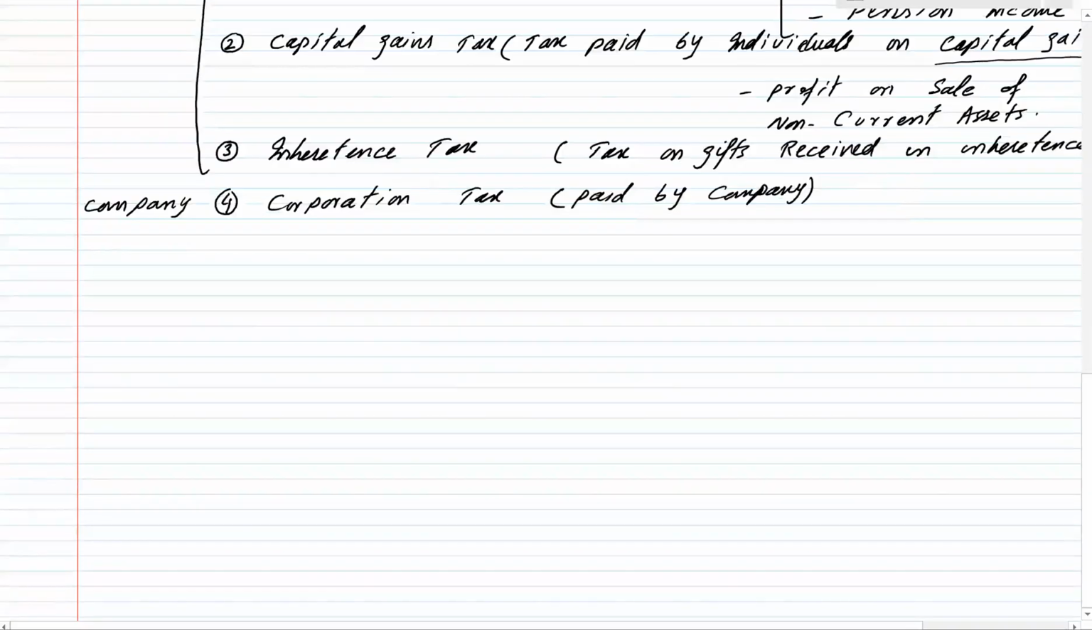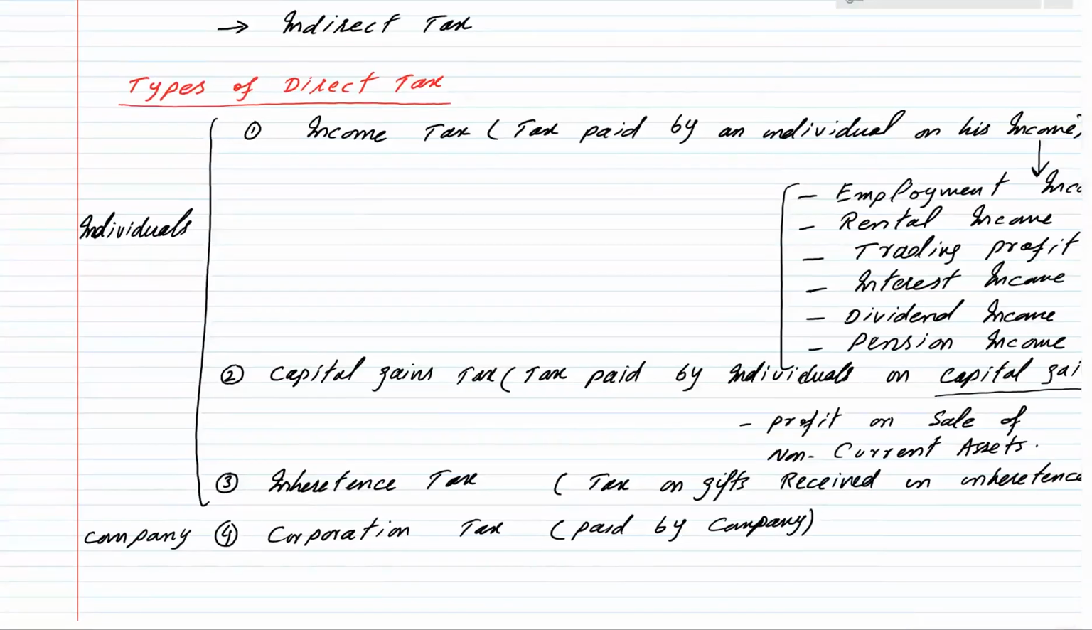So basically, as we have just discussed, what is income tax? Tax paid by an individual on his income is called income tax. And the tax paid by an individual on his capital gain is called capital gains tax. So individuals are paying two different taxes on their income and capital gains. If an individual sells any non-current asset, he is going to pay tax on profit called capital gains tax.